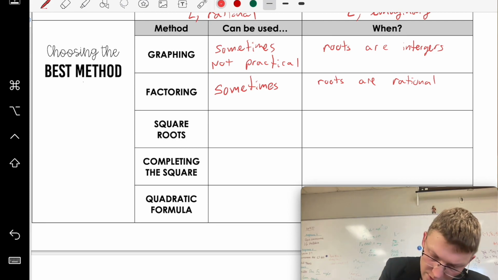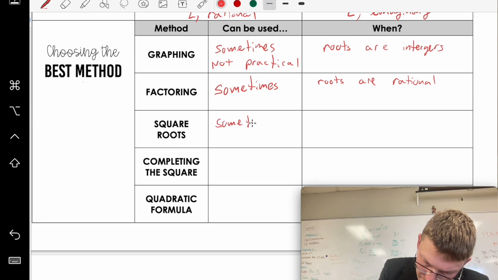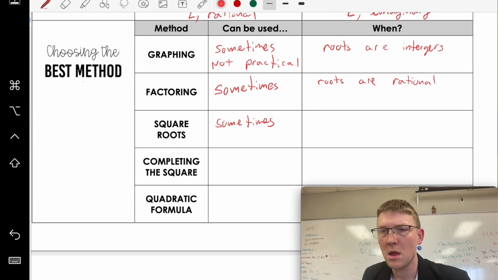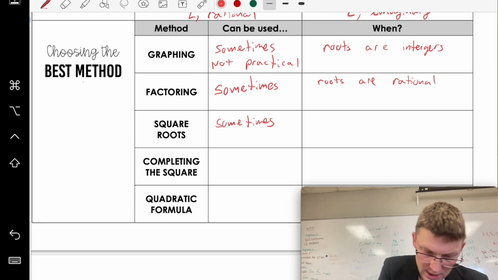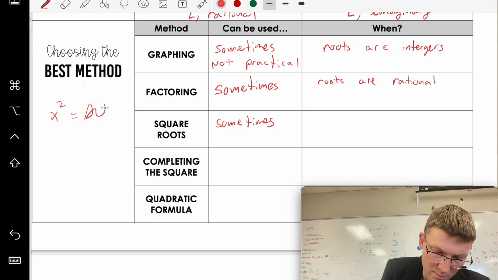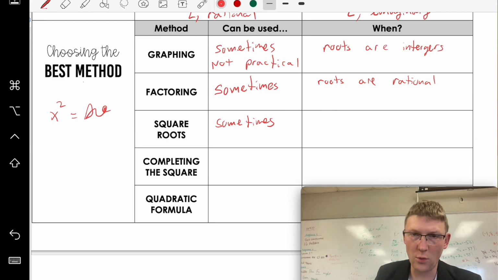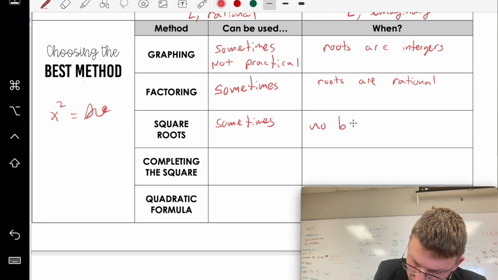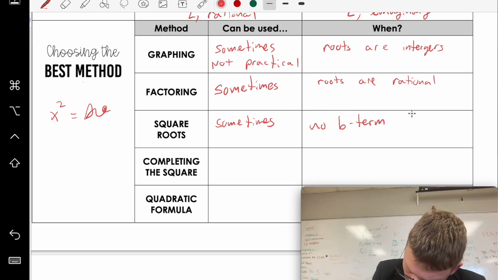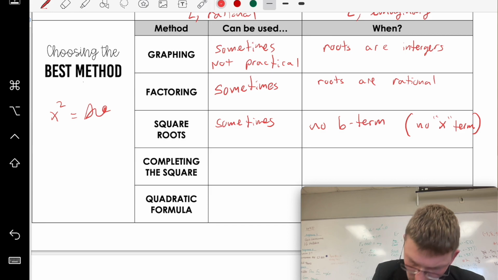So square roots work sometimes. It works when there's no b term. So that's like the x term. So if you see an x squared equals a number, that's when you're going to square root both sides, and that could be useful. So generally, when there is no b term, otherwise known as no x term.